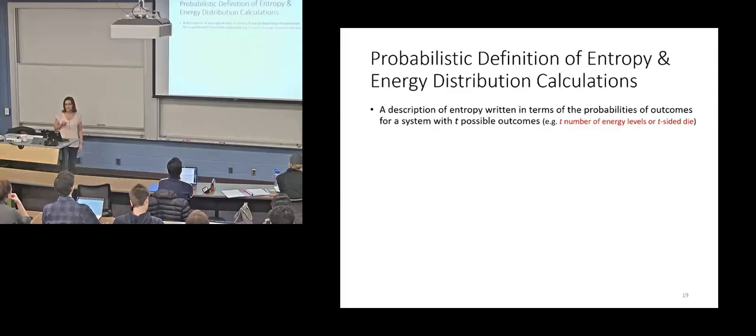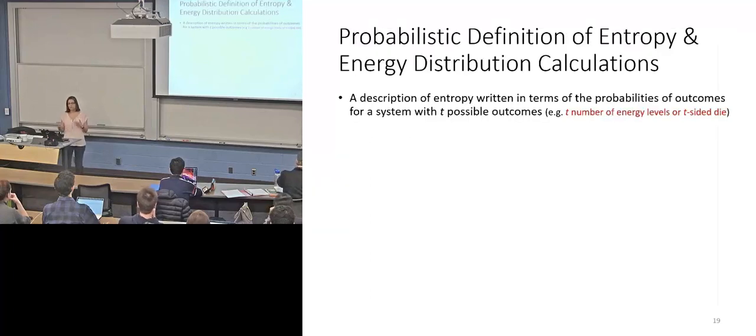From last time, what we did was we defined the probabilistic definition of entropy, and we also talked about how to do energy distribution calculations. The probabilistic definition of entropy is a description of entropy written in terms of probabilities of the different outcomes for a system.